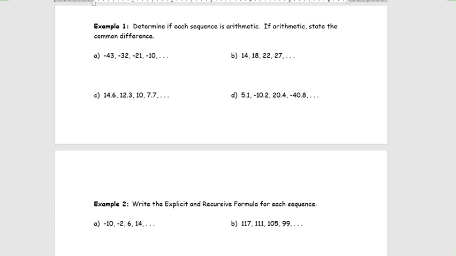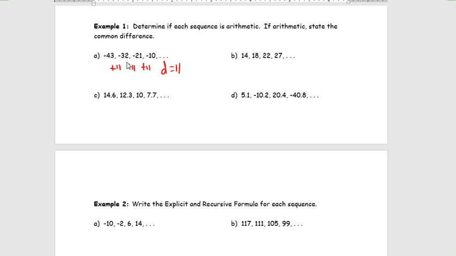Now, you can often fairly easily just figure out, okay, what am I doing to go from negative 43 to negative 32? Well, we're going up 11. What are we doing to go from negative 32 to negative 21? We're increasing by 11. Negative 21 to negative 10, same thing. So this sequence is arithmetic, and the common difference is 11.